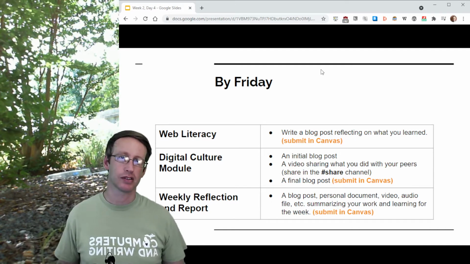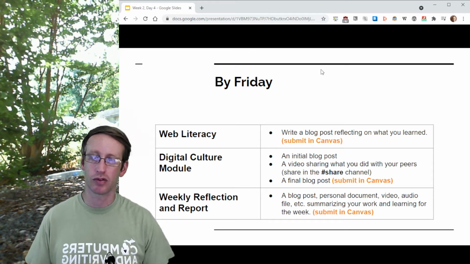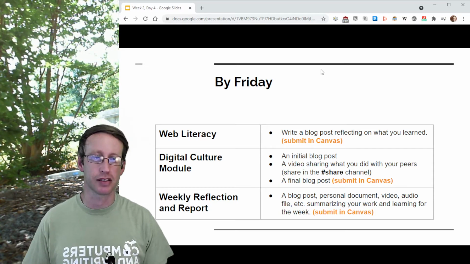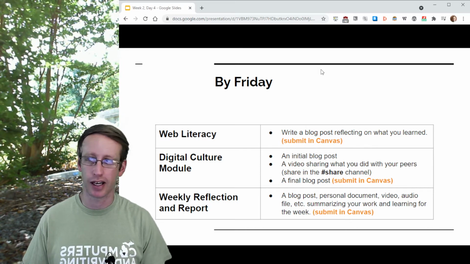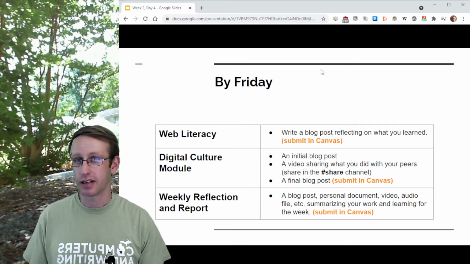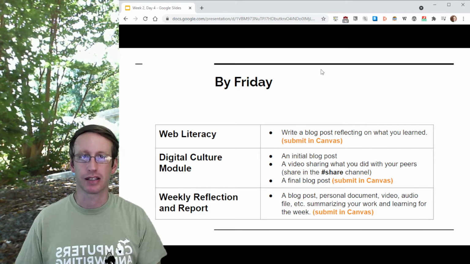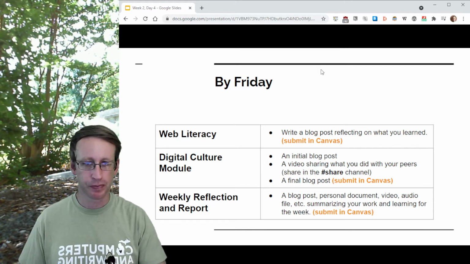All throughout this semester, I'm much more interested in process than product, and so I want you to show me your work. Tell me about your process, and that's what you should be submitting in Canvas. If you've already submitted something in Canvas and it was your article, that's not correct. So please resubmit with the web literacy reflection, not the article.